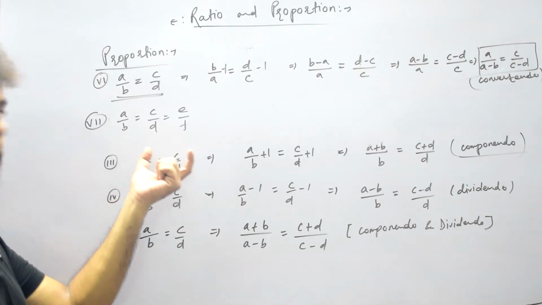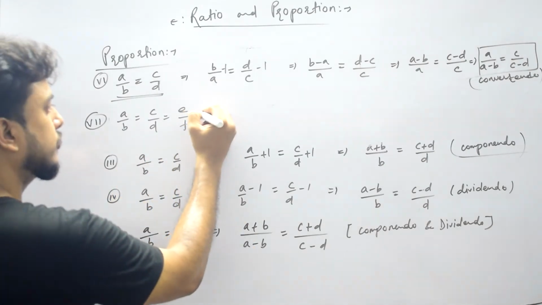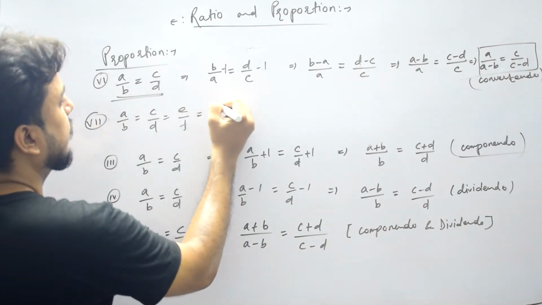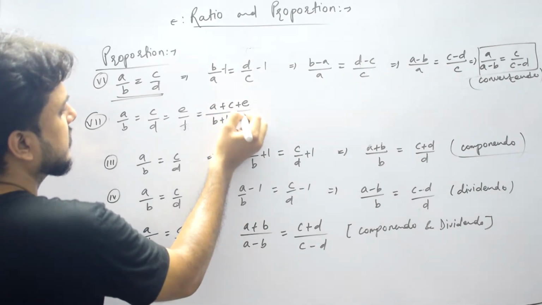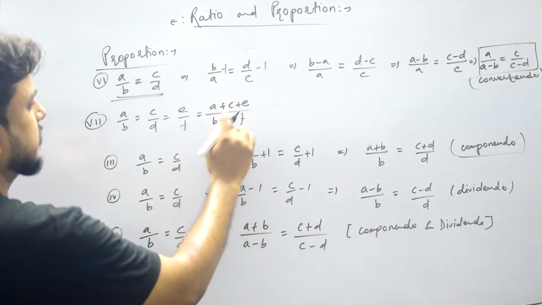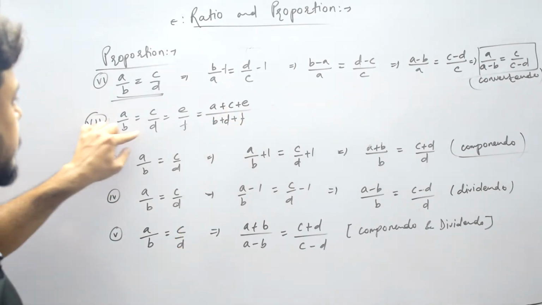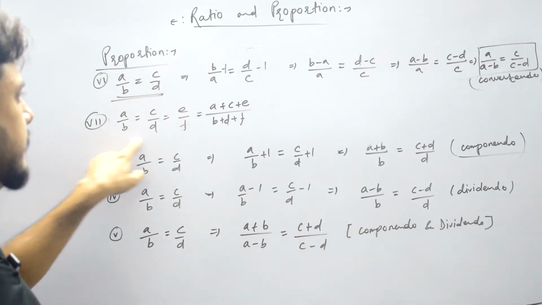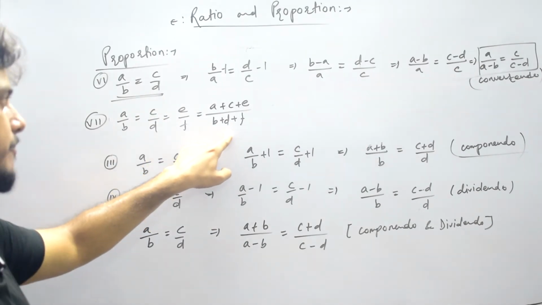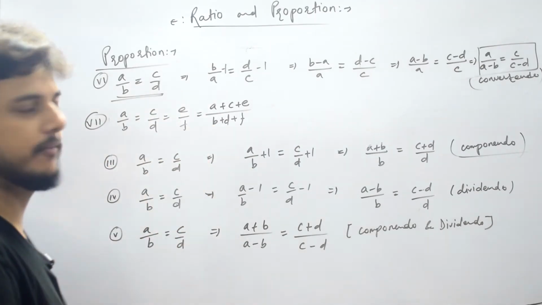These three ratios are equal, so they are also equal to the sum of their antecedents, (a + c + e)/(b + d + f). So if these three ratios are equal, they are also equal to the sum of their antecedents by the sum of their consequents. This is a very important result. In some questions we might have to use this.